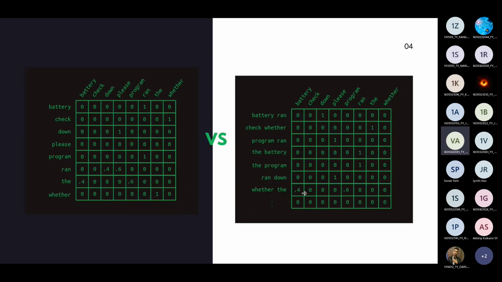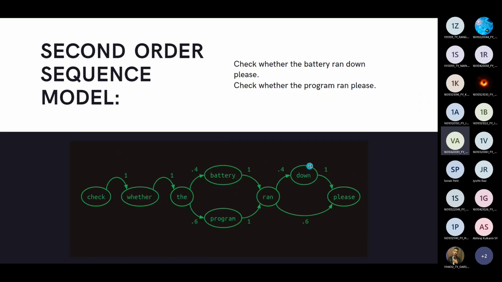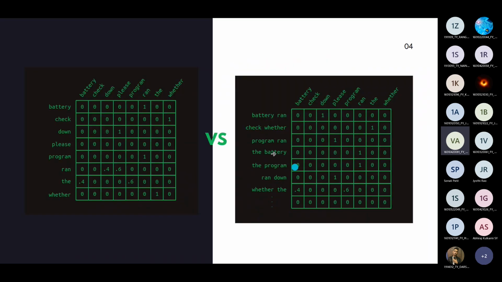Understood? So what we did was, instead of putting only single words, we can put two words: battery ran, program ran down, ran please, like this. To get better results, we capture the dependencies on the previous words. Battery ran, check whether, program ran, program ran down, whether the. So here we got all the probabilities.